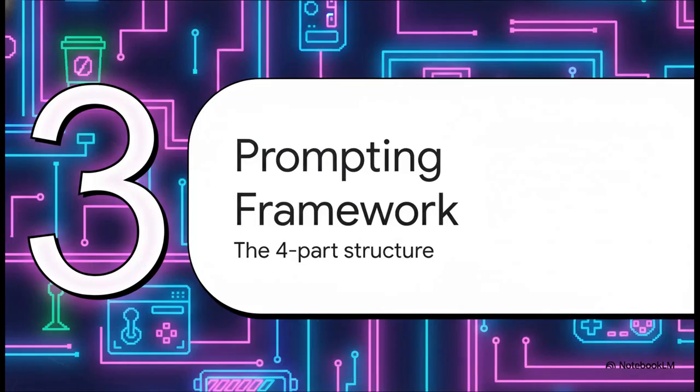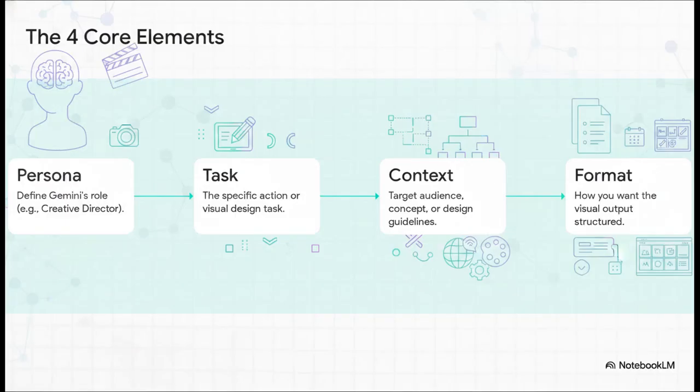All right, Section 3, the visual prompting framework. Getting consistent visual results with AI isn't magic. It's really just about using a very specific formula. I like to think of Gemini as a brilliant new hire. To get the best out of him, you need a 4-part structure. Step 1 is persona. You absolutely must define Gemini's role. Tell it to act as a brand manager or a creative director. Step 2 is the task, which is the actual specific action or visual design task you need done.